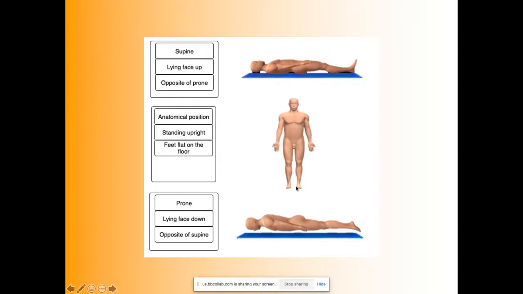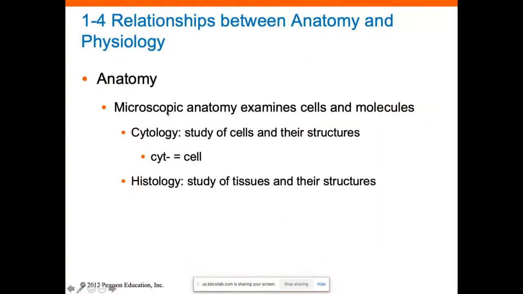They're standing upright with the feet flat on the floor and the palms facing anteriorly, or facing forward. We can use the microscope to look at anatomy, especially if we want to look at some microscopic, deeper anatomy, such as the cell. Whenever we study cells, we call that cytology. So cytology means the study of cells and the structures within the cell.